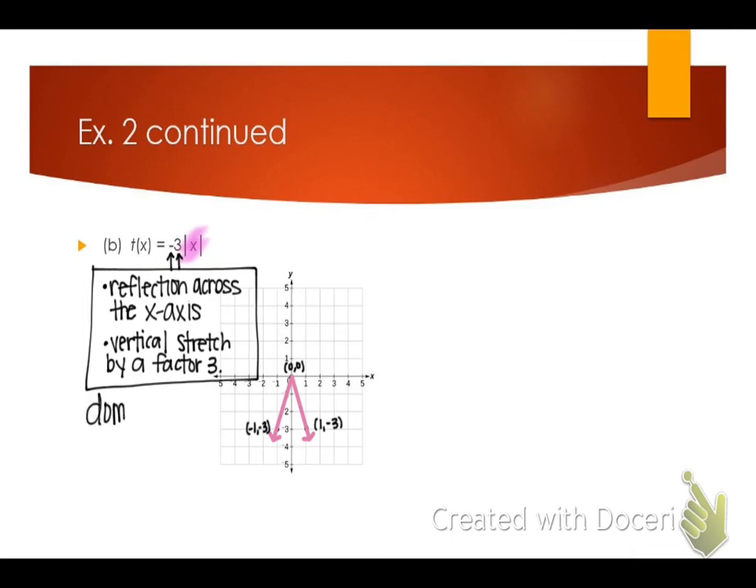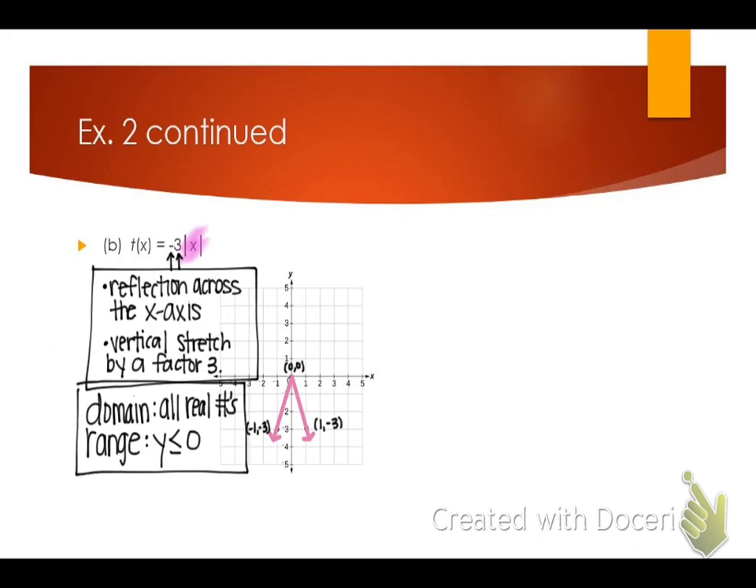Now, domain. What's the domain of this graph? There's arrows. The lines go off in both directions forever and always. So, it's all real numbers. And the range. What's the y value that this graph hits? It's 0, but be careful. This graph opens down. So all of my y values are greater than 0 or less than 0? Less than. Are they or equal to? Yes, because the graph actually hits 0. So there is your domain and range, and that is lesson 3.7.